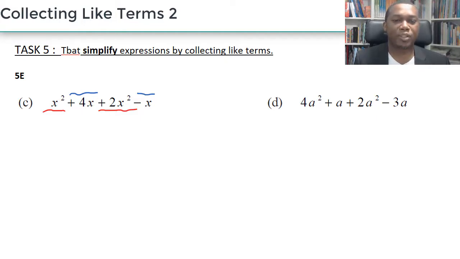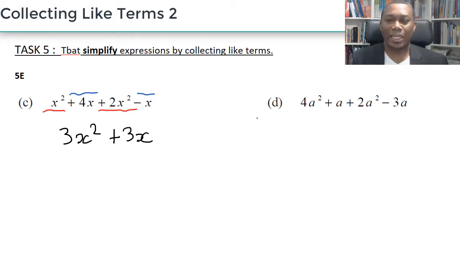I have x squared plus 2x squared. That's going to give me 3x squared in total. And then 4x, the sign in front of the other x term is a minus sign. So it's 4x take away x. 4 take away 1 is 3. Positive 3, signs are so important. So I have positive 3x as my answer. So the simplification of this expression is 3x squared plus 3x. Going through to the second one, what am I going to do first?